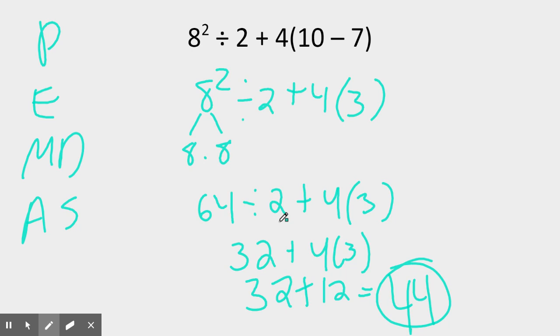Since division came first, okay, I'm going to divide, which gives me 32, and I rewrote the problem. Now I can do multiplication. 4 times 3 is 12, and I rewrote the problem. And now I just add, and I should have gotten 44 for my final answer.